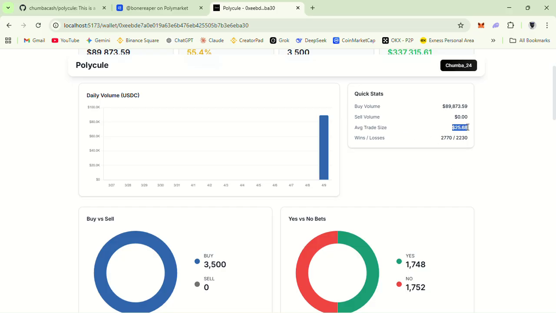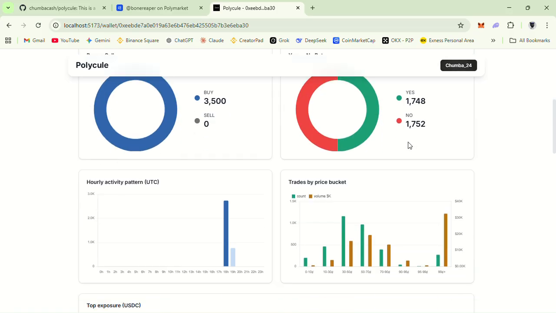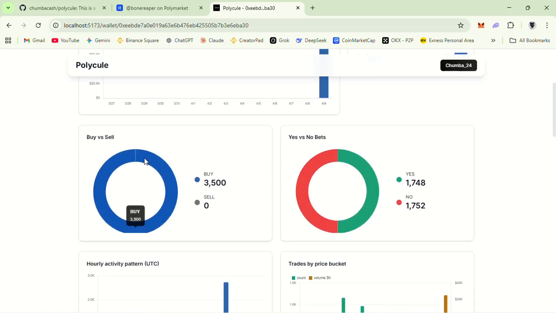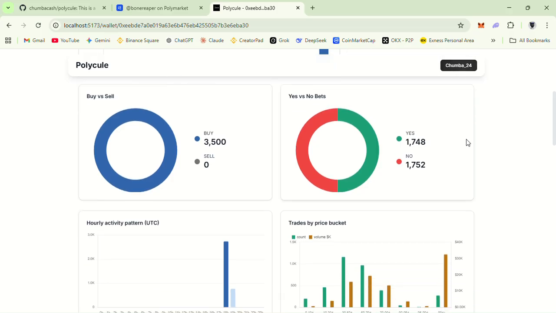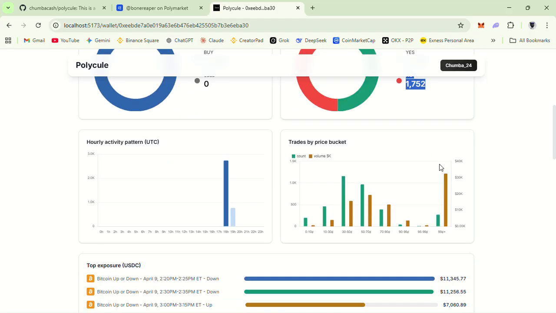Then you can see the average size this wallet is using. Here is wins, here is losses, but because he's buying both sides, this one doesn't matter. This account is 100% on buy. It doesn't sell, it doesn't exit. Also, you can look at the number of yes bets, which is up for crypto most of the time, then the down bets.